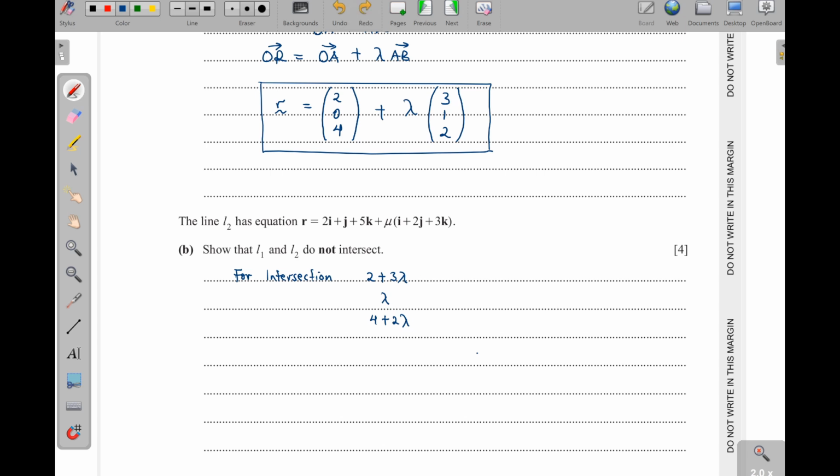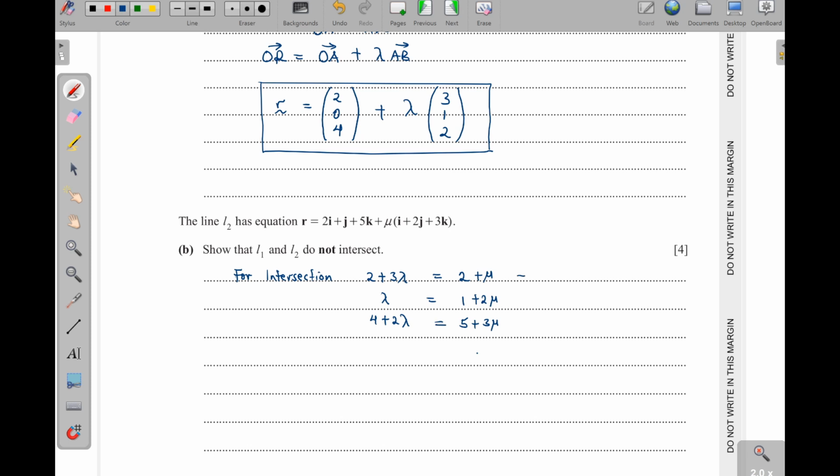These ones here will be equal to, now the x coordinate here is going to be, look at the i. Here we have a 2, and then the i here. So mu times 1, that's a mu. And then 1 here, and then 2 mu. And then 5, then 3 mu. So that is that.